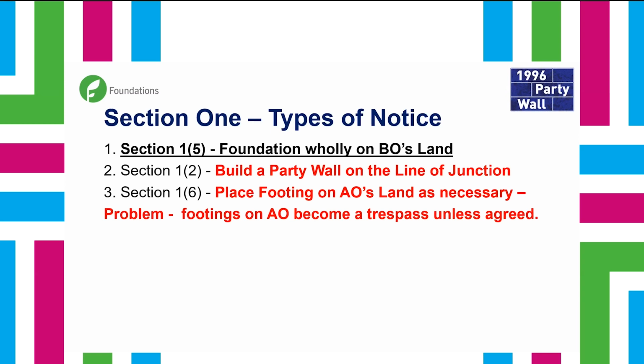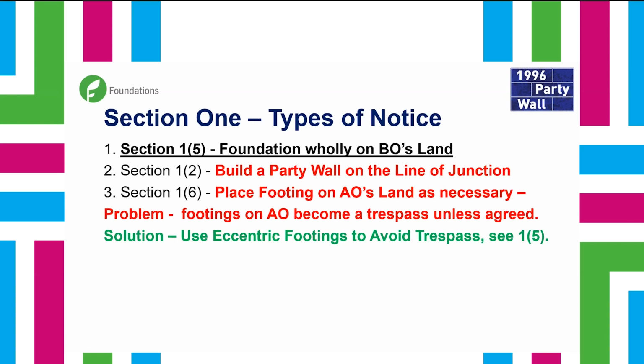The problem with options 2 and 3, i.e. 1.2 and 1.6, is the footings could cause a trespass. I'm going to go through this to illustrate this. The solution is you should always start with a section 1.5 notice. I'm going to show you an example of the drawings. Make sure you tell your architect this is what they need to have.